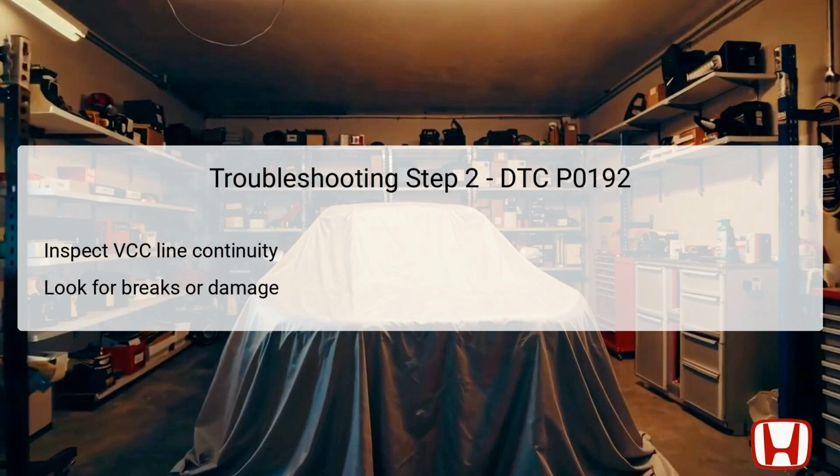In the second troubleshooting step for DTC P0192, the technician should inspect the continuity of the VCC line that feeds power to the fuel rail pressure sensor. This involves using a multimeter to test for breaks or damage in the wiring. The VCC line provides the necessary voltage for the sensor to operate, and any interruption in this line could result in the low voltage output being detected, hence the DTC.